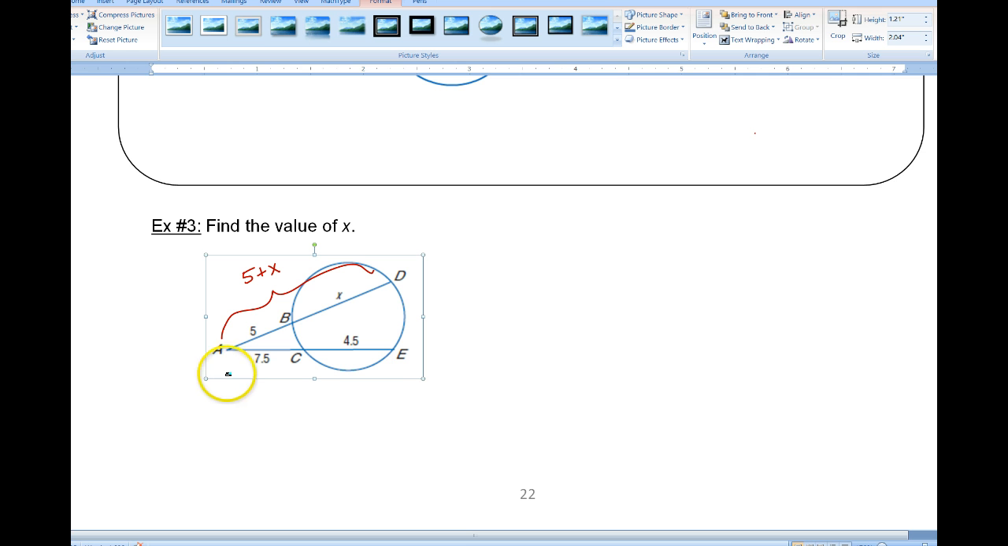And 7.5 plus 4.5. Well, no, you have to figure out what the whole piece is first, because what's the entire secant? The one on top, it's going to be 5 plus x times, what's the part that's outside? 5. And then the other secant segment is 12 times, what's the part outside? Good. Okay, so go ahead and solve that.